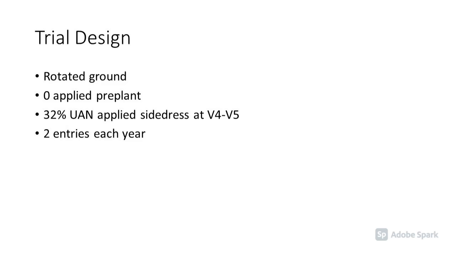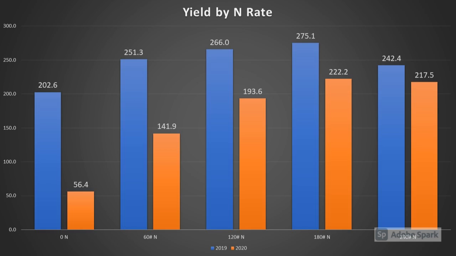So there could be a flaw in the design, in that I didn't have any nitrogen on at the actual time of planting, and that it did have to be delayed into the growth of the crop a little bit, but it's been done the same way every year. And I've had multiple entries each year that I've done the trial.